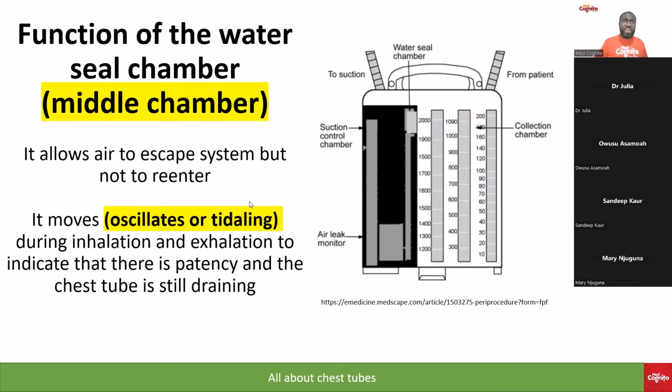Okay? Number two, we also have the middle chamber, the water seal chamber. What it does is that it allows air to leave the pleural space, but it does not allow air to come back into it. So air can come from the patient into the system and leave, but that water seal chamber will not allow the air to go back. And we will see why it is important.